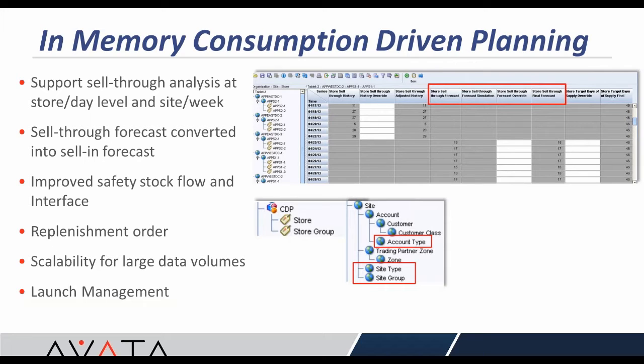And in introducing the in-memory consumption-driven planning, they actually had to do a lot of things to improve the scalability for the larger data volumes, as you can imagine, in dealing with a store daily level forecasting solution. And the last thing that was introduced that, again, has been a big request over the years was launch management for new product introductions and the life cycle.